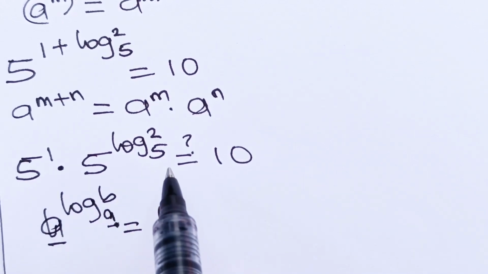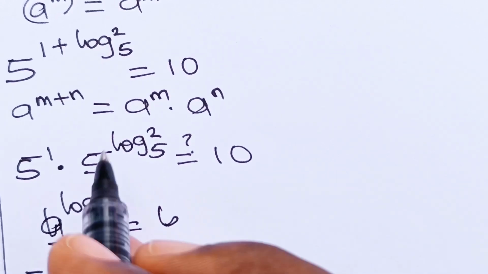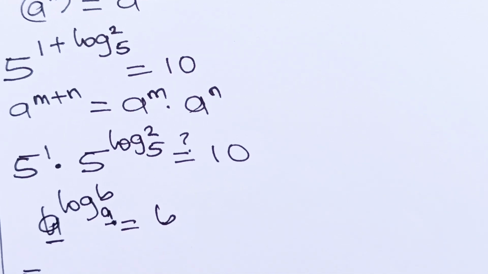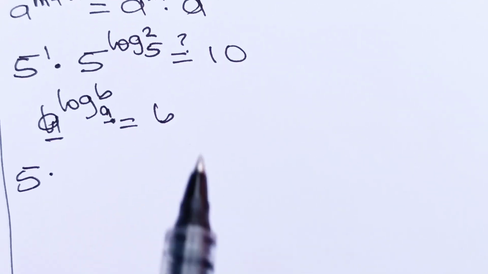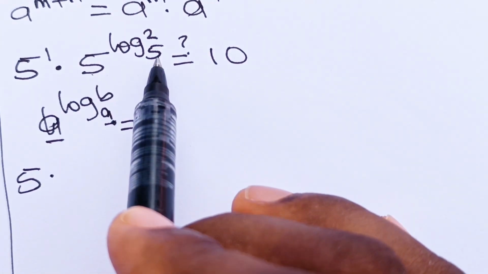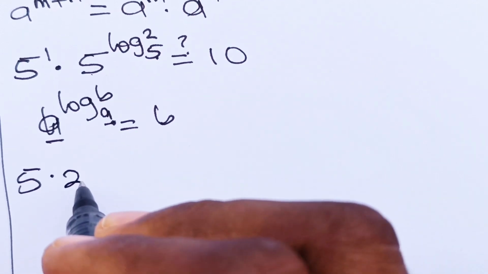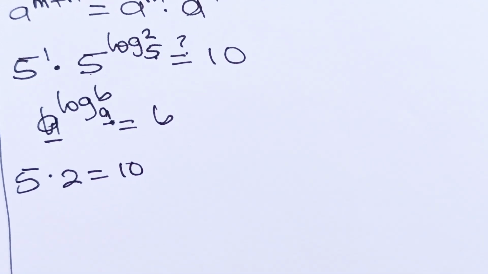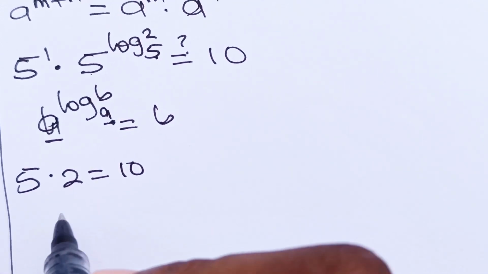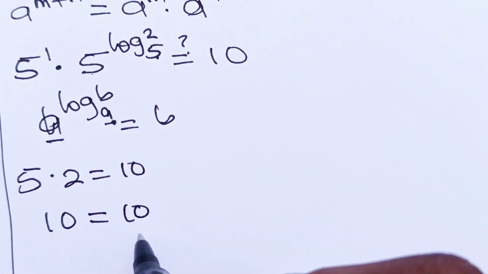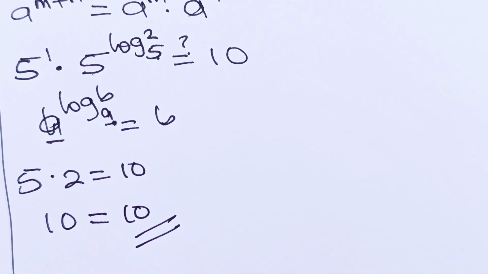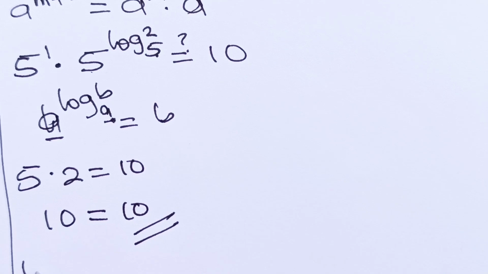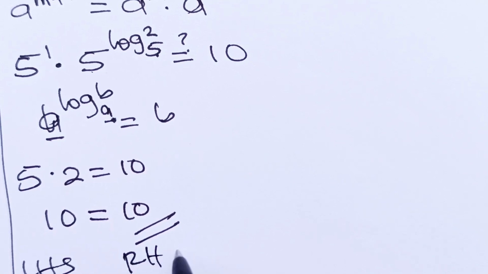So if we apply it here, we have 5 to the power of 1, which is 5, multiplied by, since this and this are the same, the whole of this is equal to 2, is equal to 10. Now 5 times 2 is 10, and 10 is equal to 10. So the left hand side is equal to the right hand side.